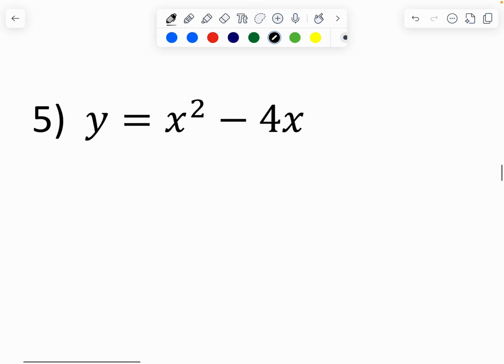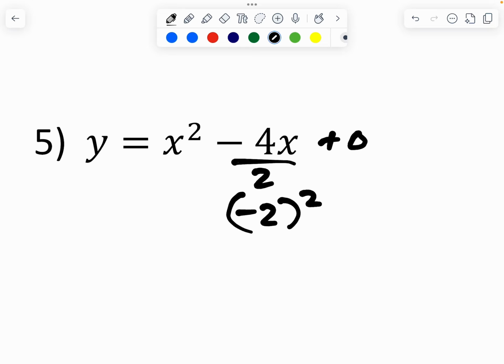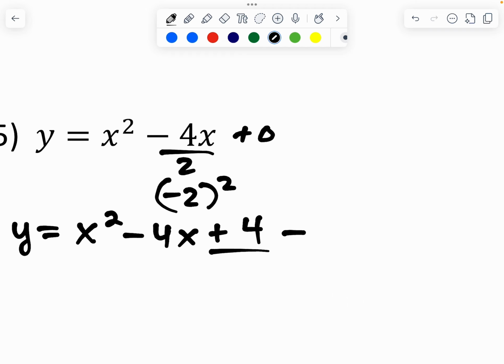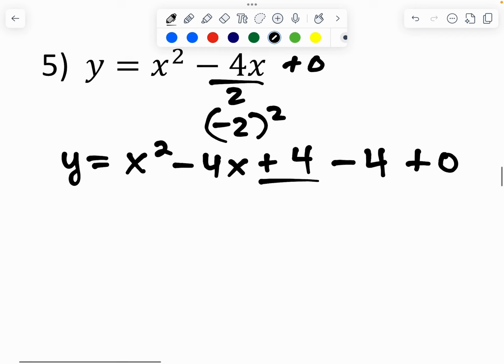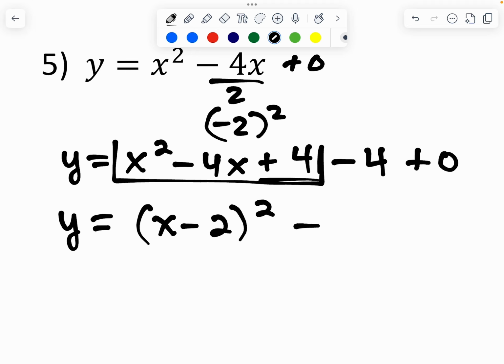All right, number 5 is a little bit different. We don't have anything on the end. We can assume that this might be a plus 0, okay? We don't really have a number there. So we can just take care of it right away. Negative 4 divided by 2 is negative 2, squared. Write our equation, x squared minus 4x plus blank, which is 4, minus blank, plus 0. Perfect square trinomial, factor it, y equals x minus 2 quantity squared, and then minus 4. My vertex is 2, negative 4.